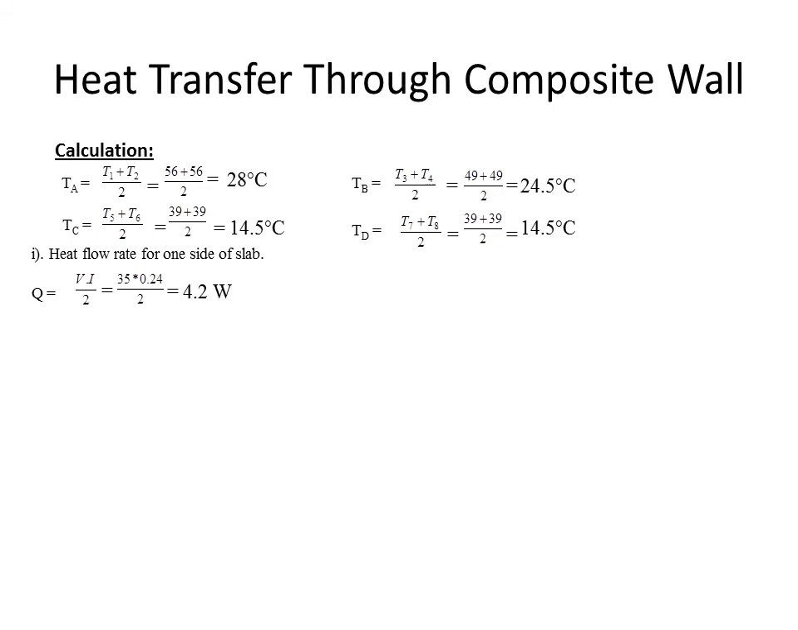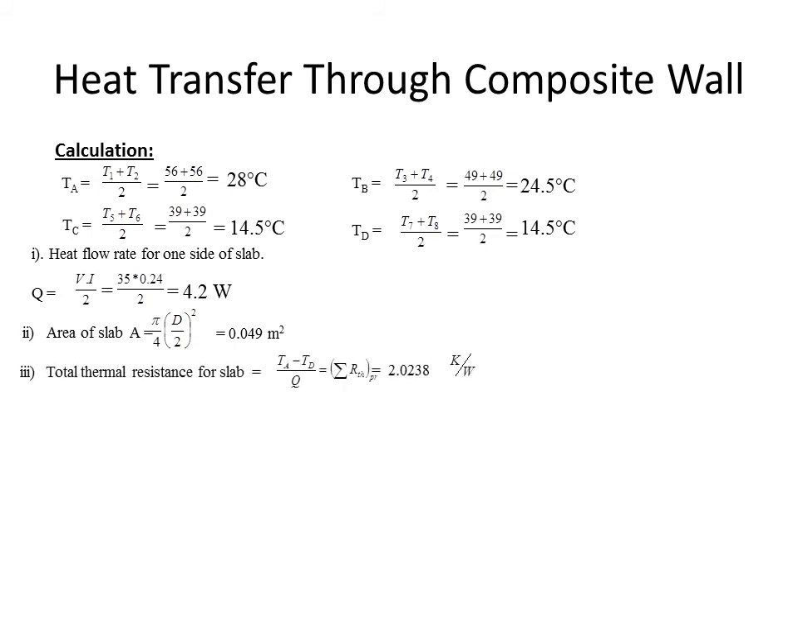Heat flow rate for one side of the slab is equal to 4.2 watt. Area of the slab is equal to 0.049 meter square. Total thermal resistance offered by the slab is equal to 2.0238 Kelvin per watt.